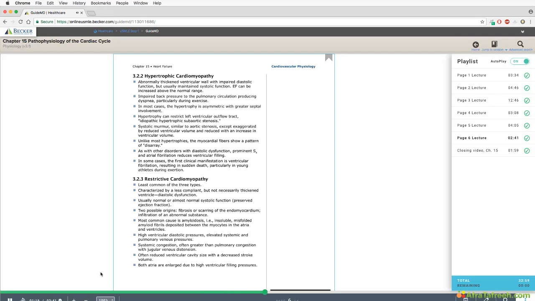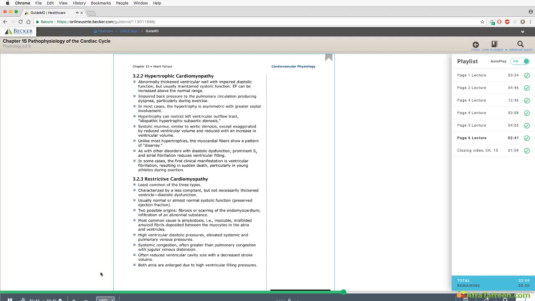The murmur is caused by the close association of the free wall and the septum. If you increase the volume of the ventricle during diastole, it keeps the walls more separated and decreases the intensity of the murmur. But the unique aspect here is you have myocardial fibers showing a pattern of disarray.